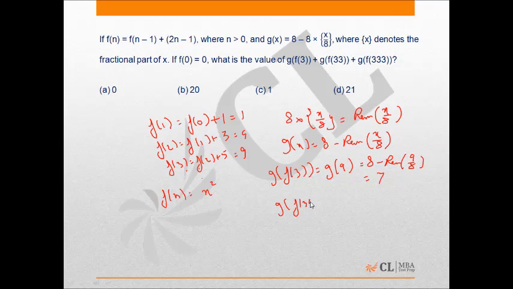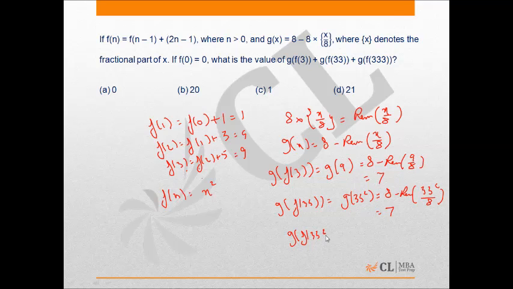g(f(33)) would similarly be g(33 squared), which is 8 minus the remainder when 33 squared is divided by 8. Now 33 squared is nothing but 32 plus 1. Hence 33 squared divided by 8 would just leave a remainder of 1 because 32 is divisible by 8. So g(f(33)) is also 7.